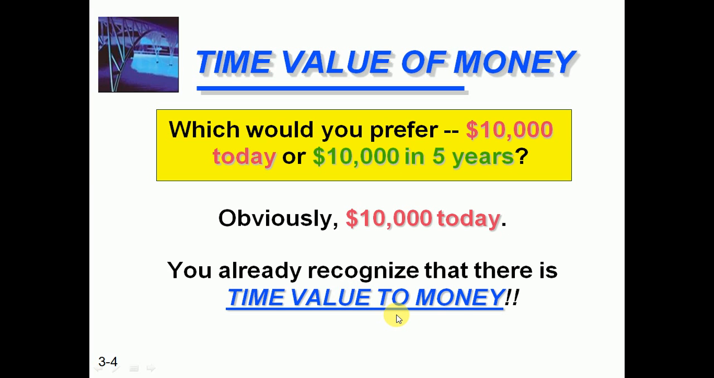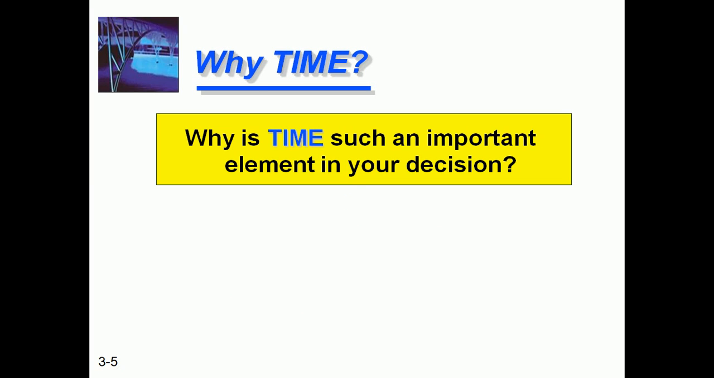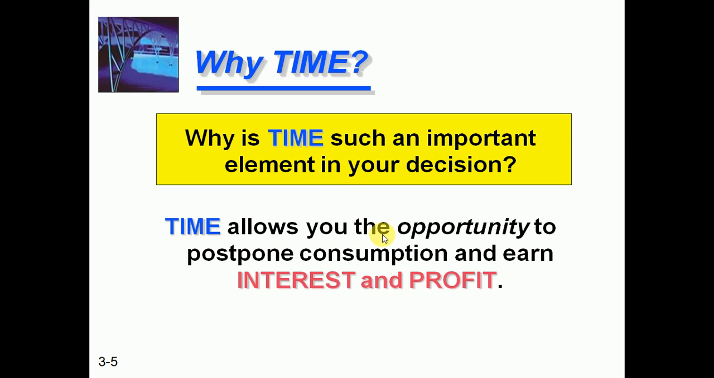We discussed this. Why is time such an important element in your decision? Time allows you the opportunity to postpone consumption. We will postpone consumption. We will not utilize this money. We will not use this money. We will not eat this money. And earn interest, and we will invest this money. When you postpone consumption, it means you are investing this money, and you can earn interest or you can earn profit.